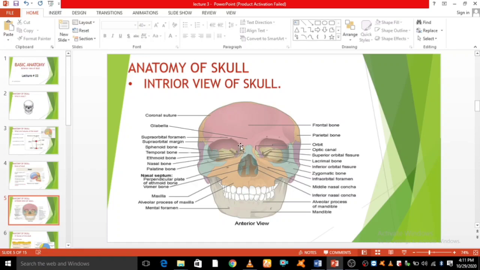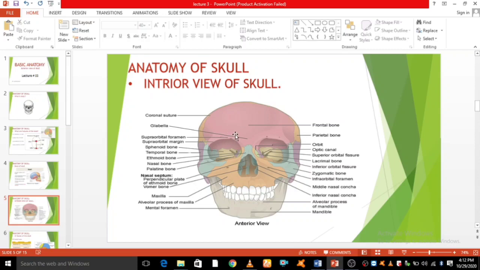The orbit is the bony socket that houses the eyeball and the muscles that move the eyeball or open the eyelid. The upper margin of the anterior orbit is the supraorbital margin. Located near the midpoint of the supraorbital margin is a small opening called the supraorbital foramen. This foramen provides for passage of sensory nerves to the skin of the forehead.